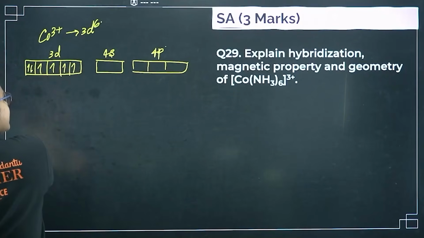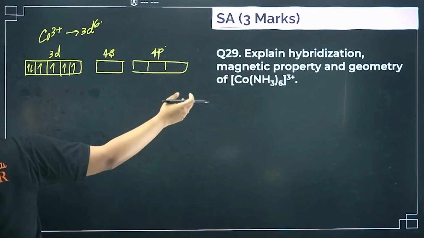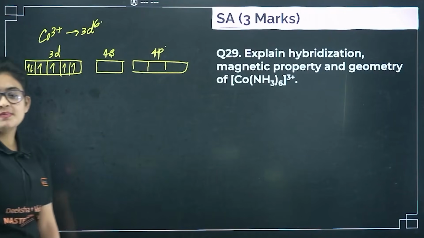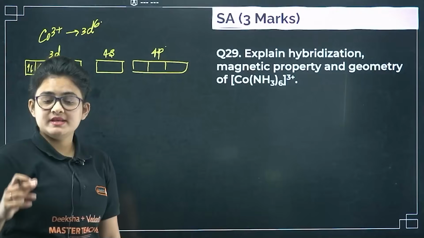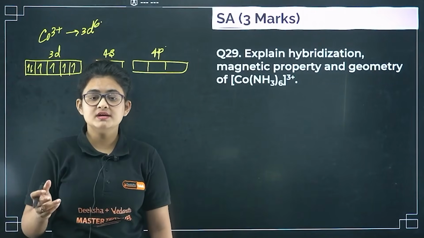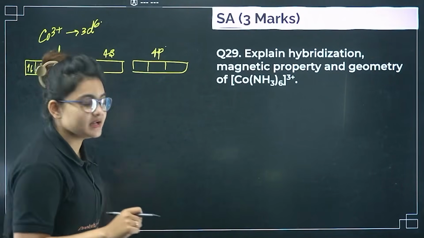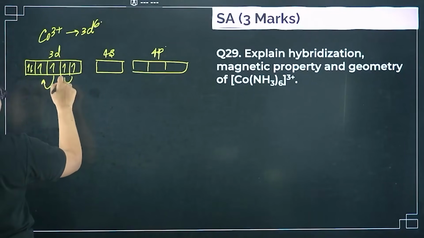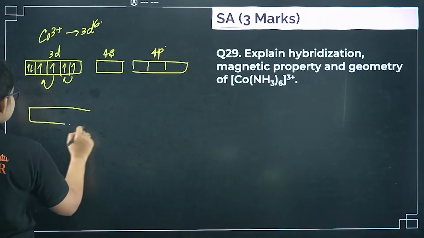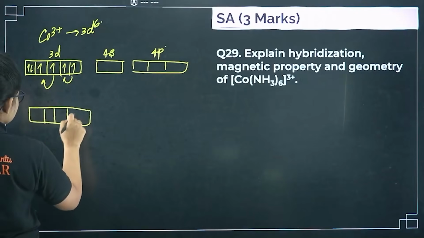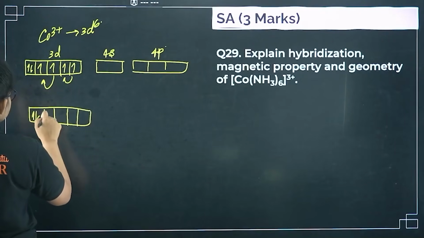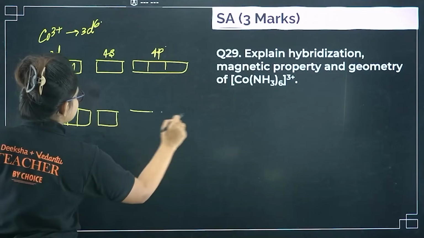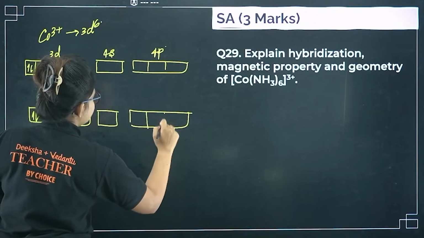Now what I have to do: once the ammonia approaches near the cobalt center, forced pairing will take place against Hund's rule. Why? Because ammonia is a strong field ligand. So if forced pairing takes place, this will be paired up here, this will go there. Okay, so let's just do it. 1, 2, 3, 4, 5, 6, and these orbitals will be there.